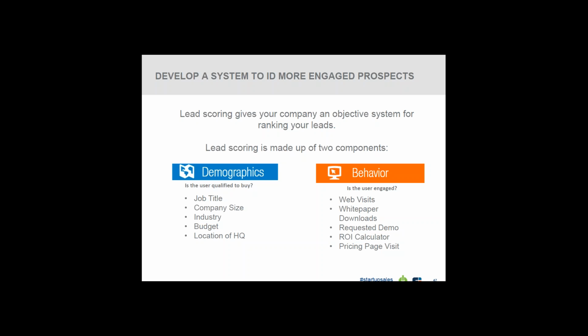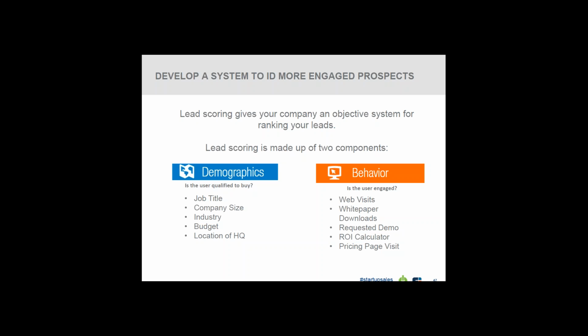But the other side of lead scoring, and really the lead prioritization, is their behavior. Is the user engaged? And what is their level of engagement with your company? This is one of the beauties of marketing automation platforms: they allow you to see what we call the digital body language of a prospect as they engage with your site. This can be everything from, have they visited your website? What pages did they visit? Have they downloaded white papers?